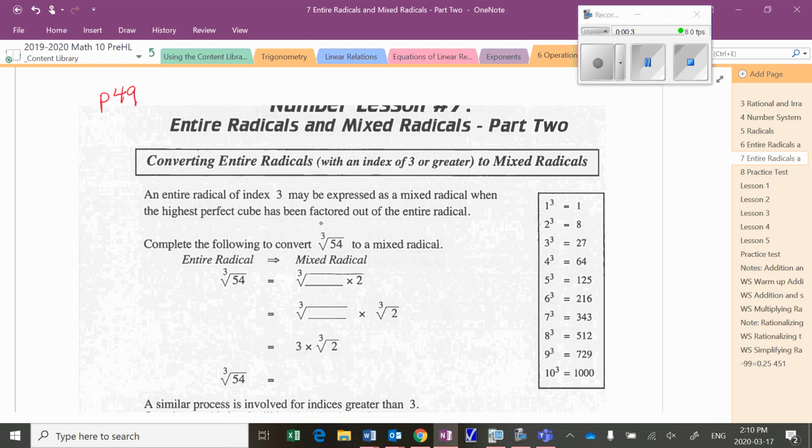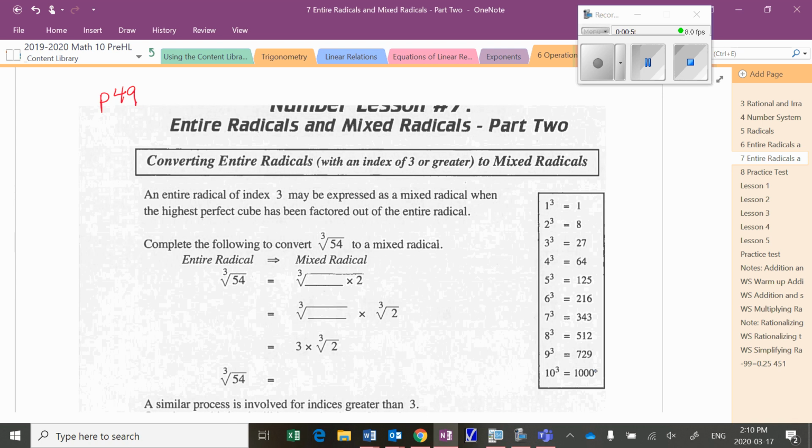So again, if we know that we've got an index of 3, we're talking about cube roots, it's handy to have a list of perfect cubes to look at so that they're just easy to access for you to recognize what the perfect cube factors are for your radicand.